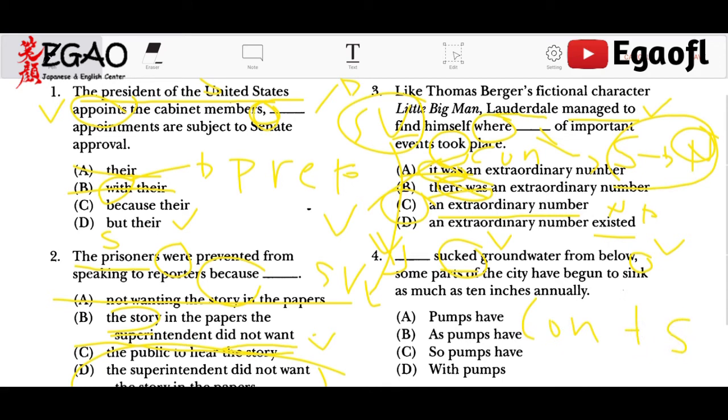So find. A. "Pumps have." No, there is no connector. "As pumps have." Yes, there is the connector "as." So there's a connector, but "so" is not used at the beginning of a sentence. "With pumps," no. That's a preposition. So the best answer is B, "as pumps have."